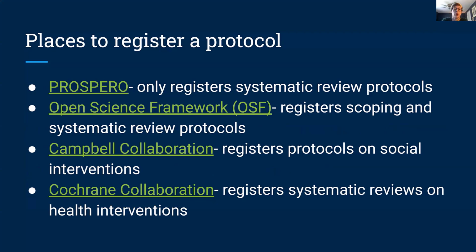PROSPERO is one. They only register systematic review protocols. Open Science Framework registers scoping and systematic review protocols. They may do other types, I'm not sure, but this is the primary one that they promote. Campbell Collaboration registers protocols on social interventions, so that's a good place to go if you're doing more of a social science question. And then the Cochrane Collaboration lets you register systematic reviews on health interventions.